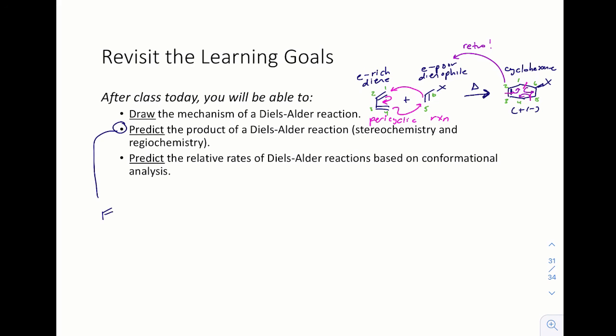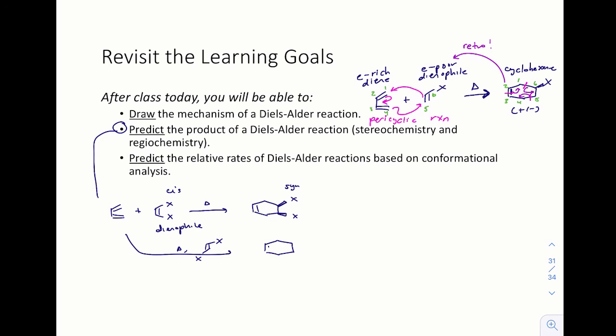The things to keep in mind for stereochemistry were that the stereochemistry of the dienophile is preserved in the product. Cis alkene gives the syn product, while the trans alkene gives the anti product. The Diels-Alder is a stereospecific reaction. The stereochemistry of the diene is also retained in the product.